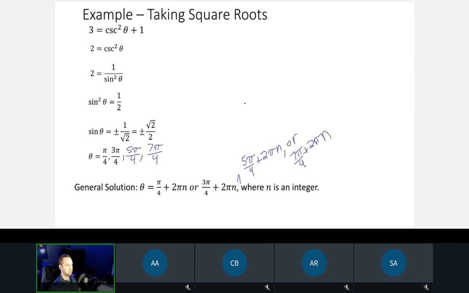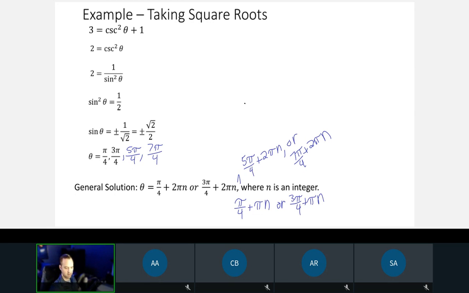And then this answer being the simplified form of this would just be pi over 4 plus pi n, or 3 pi over 4 plus pi n.